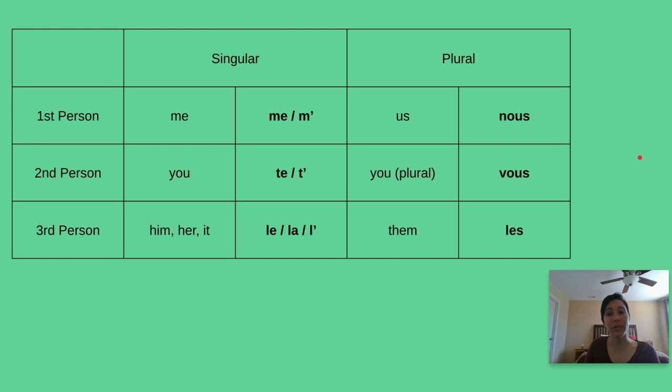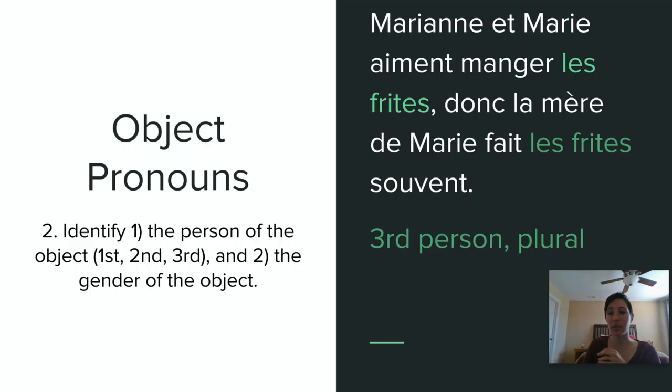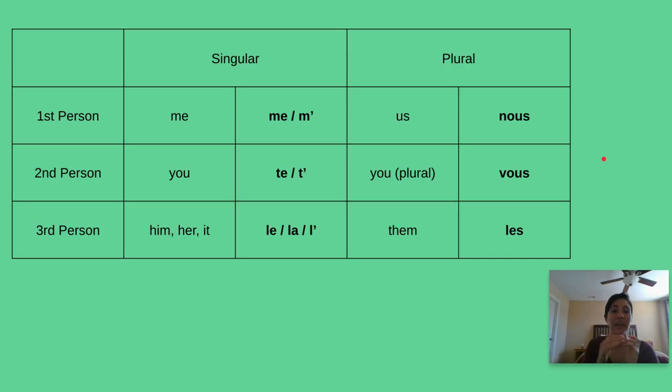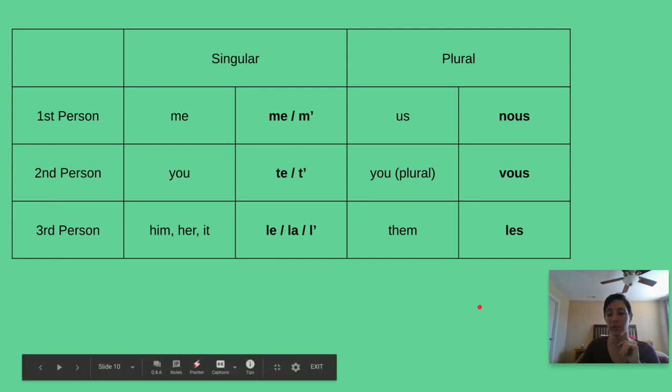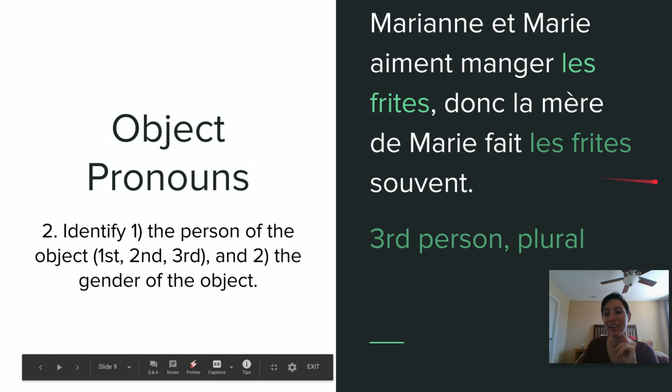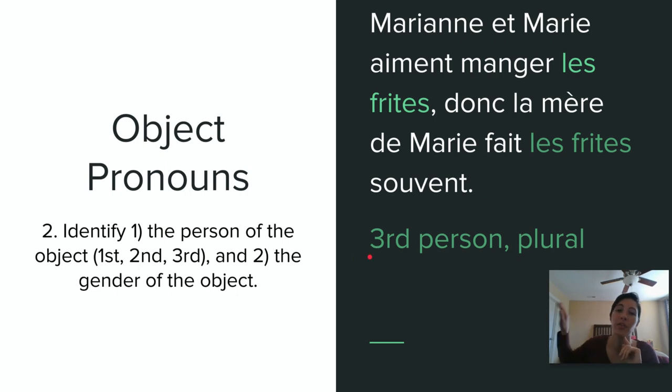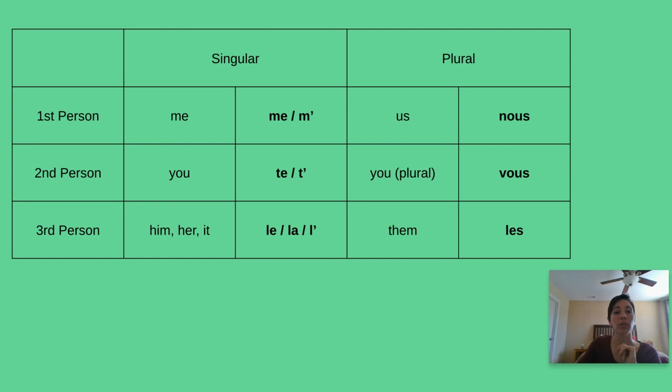Next step would be to replace that repeated object, so this right here, with the appropriate object pronoun. Here's our list of object pronouns. You can see we have first, second, and third person, then we have singular and plural. If you recall, in our sentence here, we had les frites, and we identified that that was third person because it's another thing or a person that's being talked about, and that it's plural because we have multiple fries. So if it were first person, we'd be saying me or us, so me or nous.